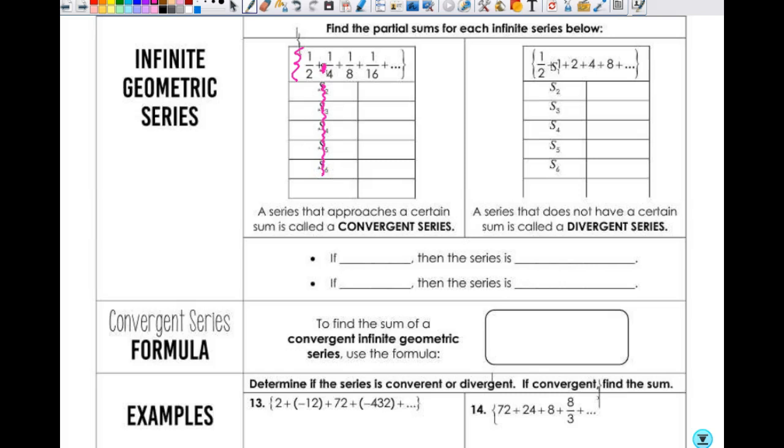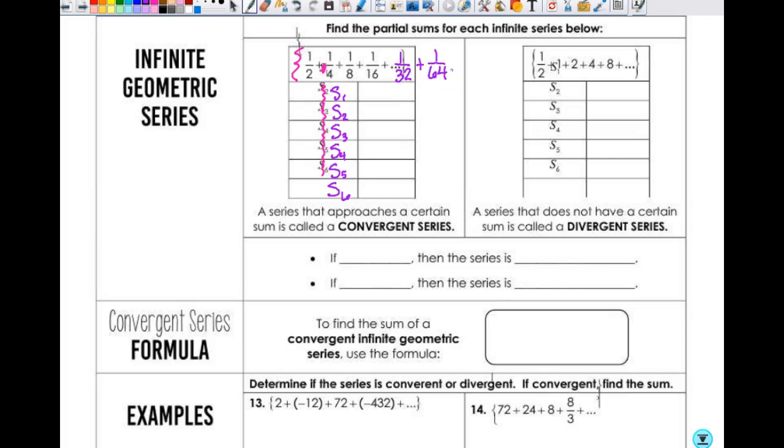So this should be S1, S2, S3, S4, S5, and S6. We only have 4 terms up there, and we need a total of 6, so let's do the next 2. If this is 1/2, 1/4, 1/8, this would be 1 over what? 1/32, and then 1/64.